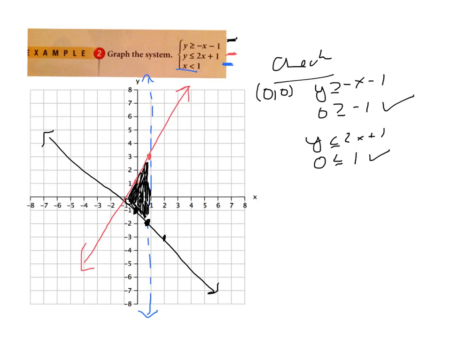It worked. If I plug it into x is less than 1, 0 is less than 1. It worked. It worked for all three, and so this shaded region we've shown or checked that that is the correct region that we should have been shading. And that's how we graph a system.